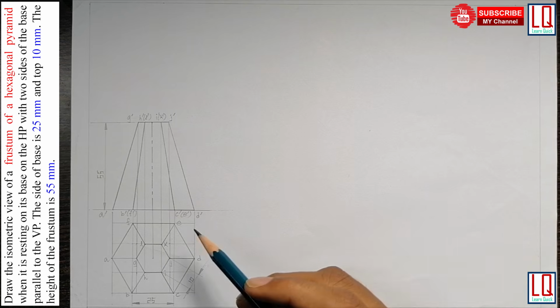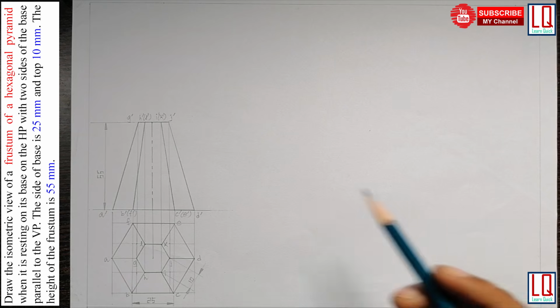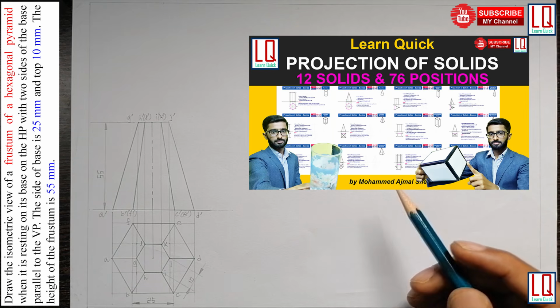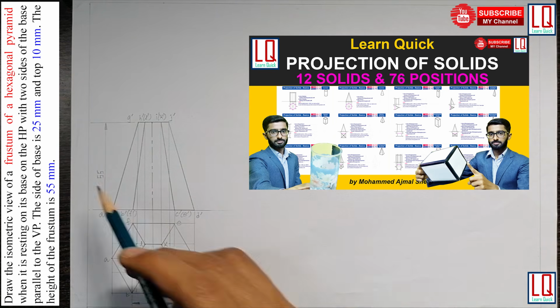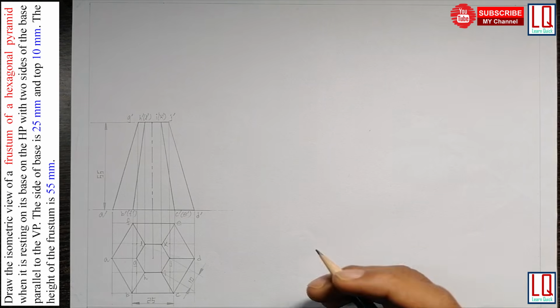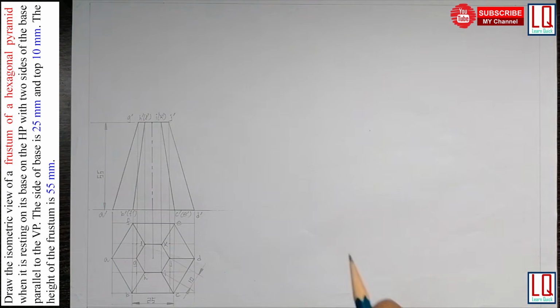I have already drawn the default orthographic projection of frustum of hexagonal pyramid on referring our previous video lecture projection of solids, solid type 12 and position 71 and having a sectioning plane at a height of 55 mm to achieve frustum. So before we start drawing the orthographic projection of this frustum, we need to enclose the top view shape of this solid with 4 lines.